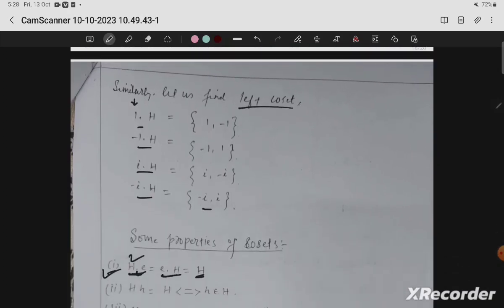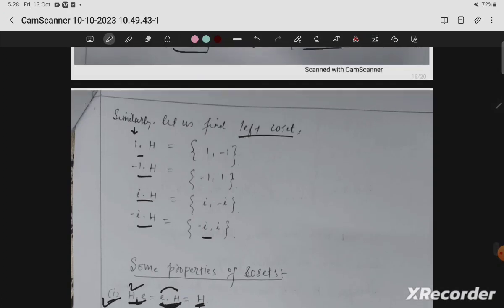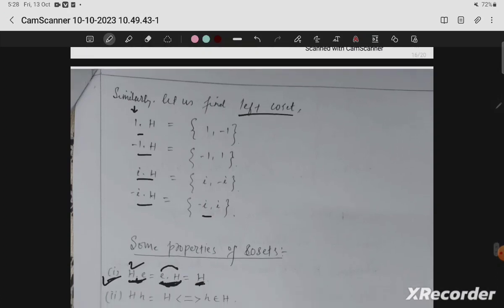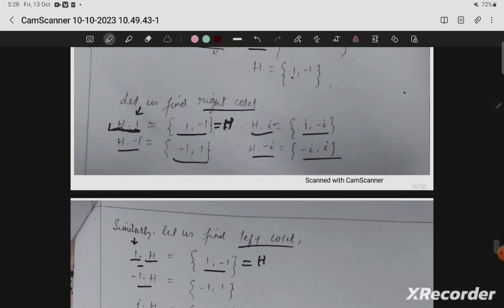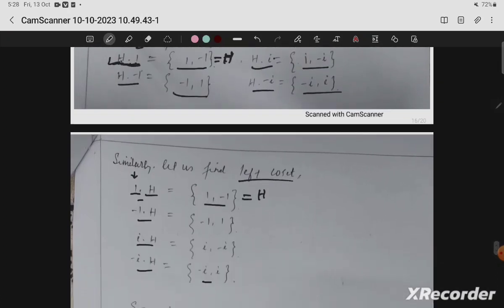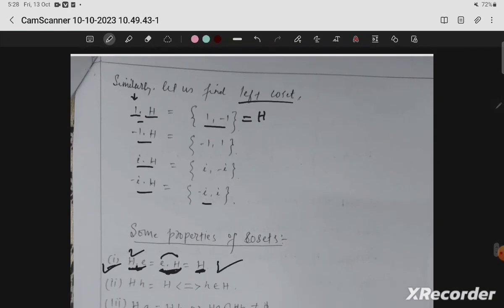Now the second part is e into H is H. We will look into the left coset since it is a left coset. So e into H is giving us H, because H contains 1 and minus 1, which is satisfying. So the first property is satisfied.